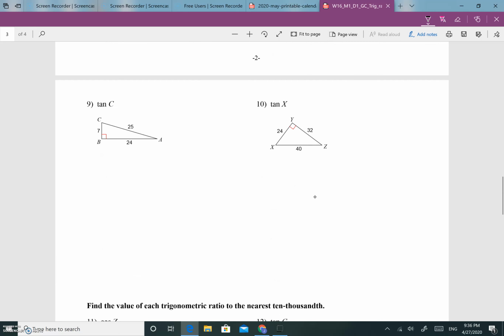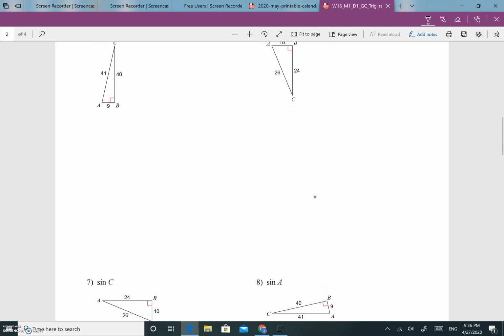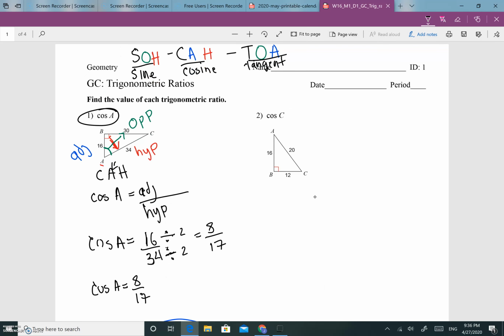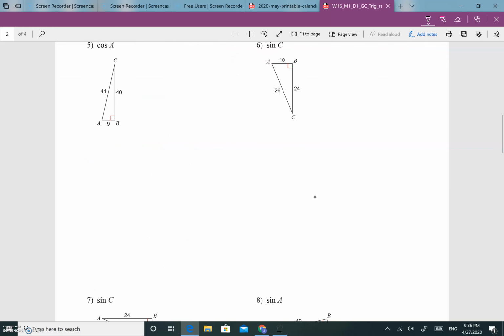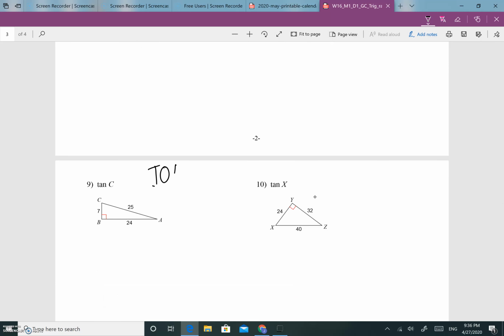The last one I'm going to go over for this section is going to be number 9. So looking at number 9, are we looking at sine, cosine, or tangent? Which one has a T on it? Because it says tan for number 9. So that's going to be this one. So we're looking at TOA, the acronym that we have to use for number 9. T stands for tangent. So tangent of C is equal to, and now I need to find my opposite and my adjacent.